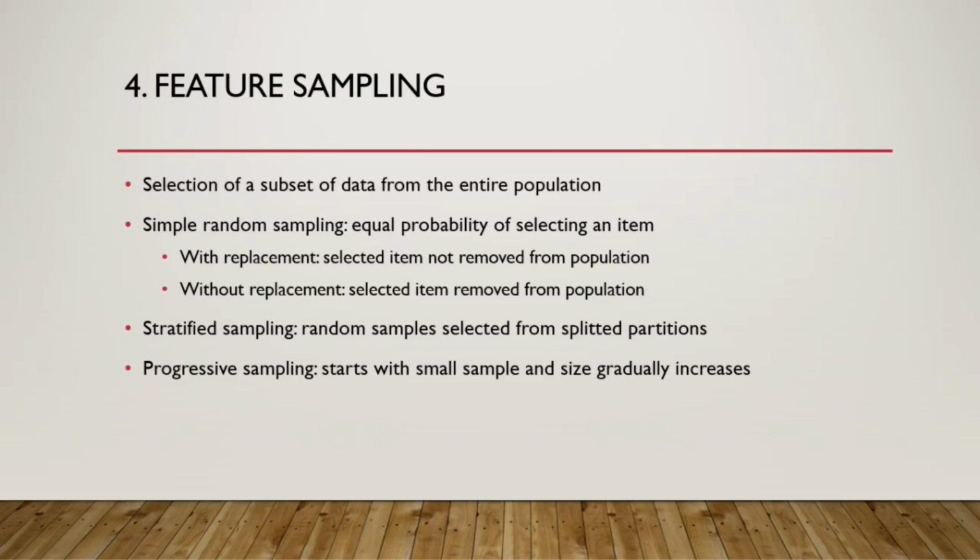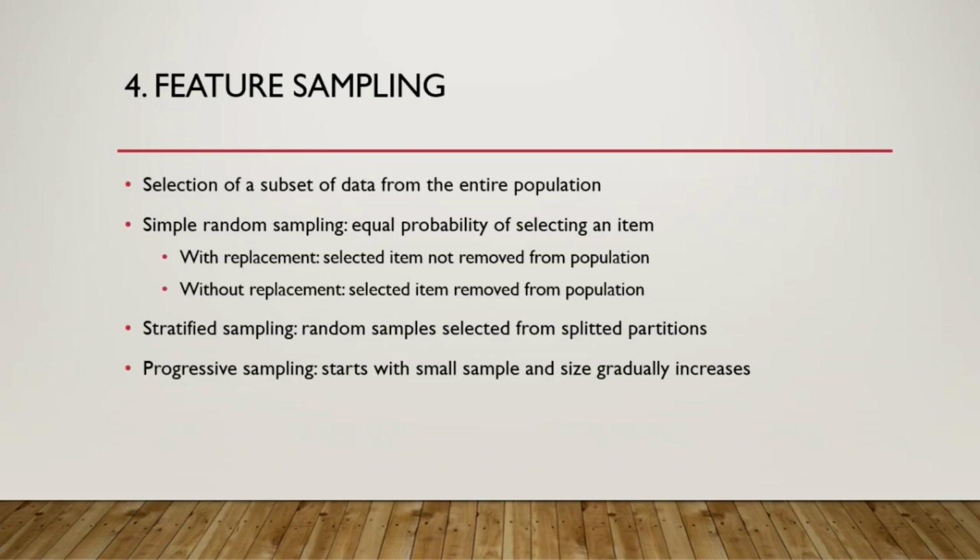There are different techniques of sampling. Of course, if I do the sampling in a wrong way, then I may not be able to do the correct processing of the data set if something important is left. So I have to do the sampling in such a way that I cover the entire picture of the population. There are broadly 3 ways of sampling. These are called simple random sampling, stratified sampling, and progressive sampling.